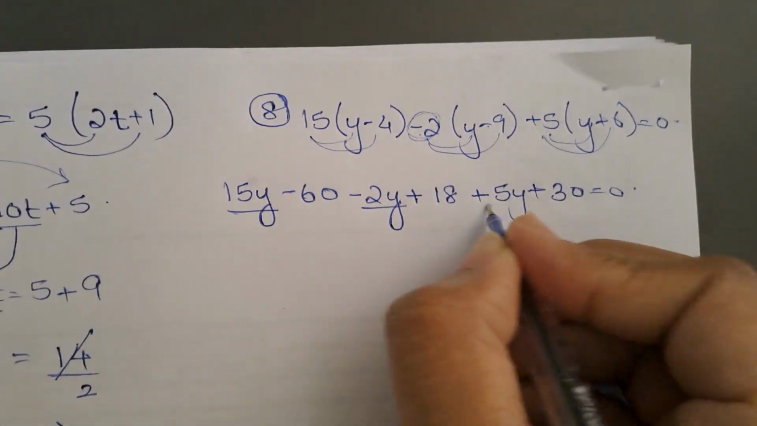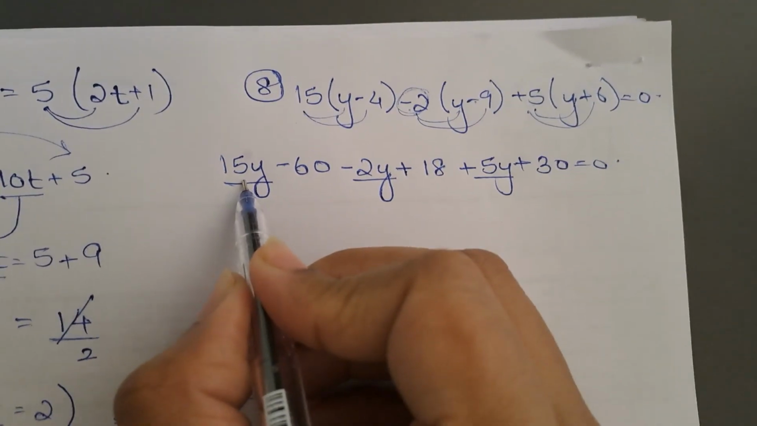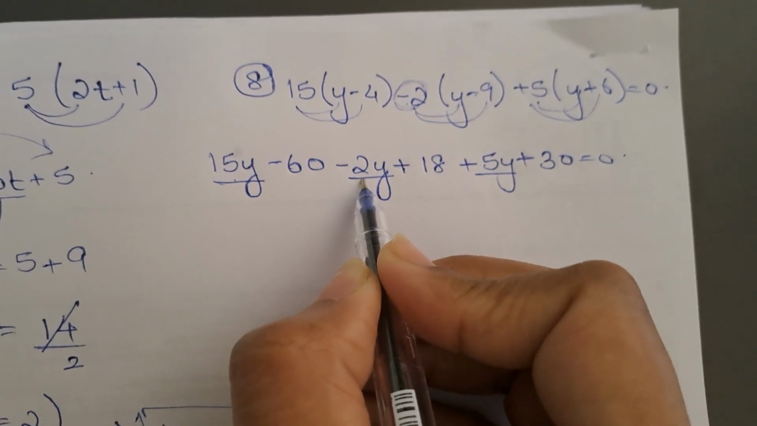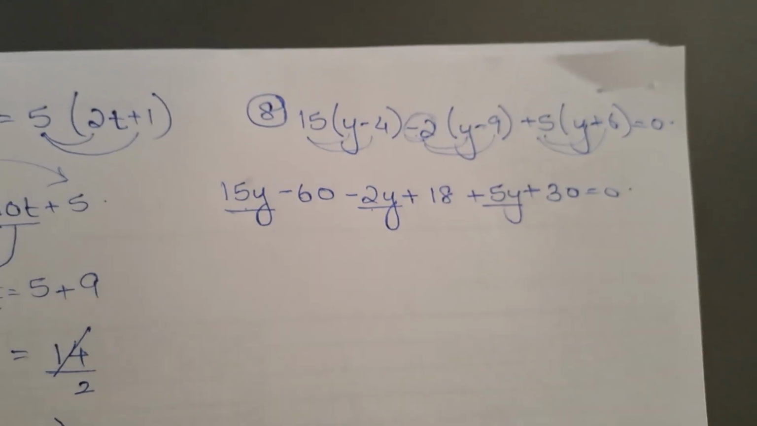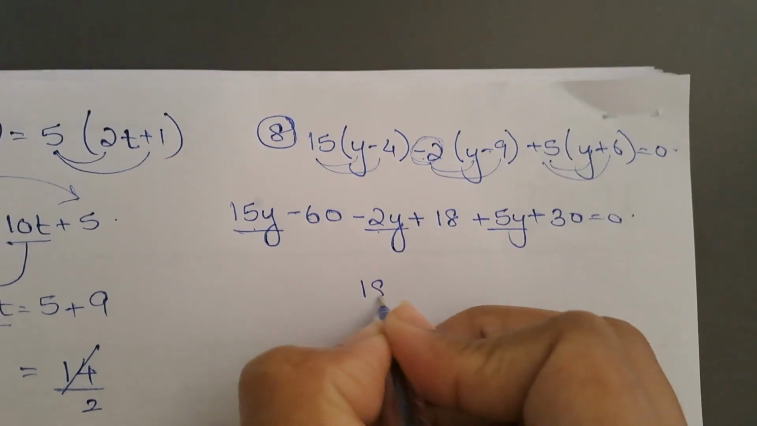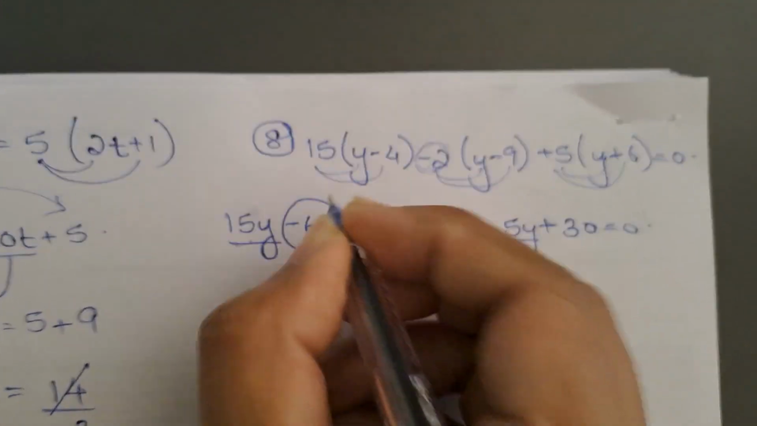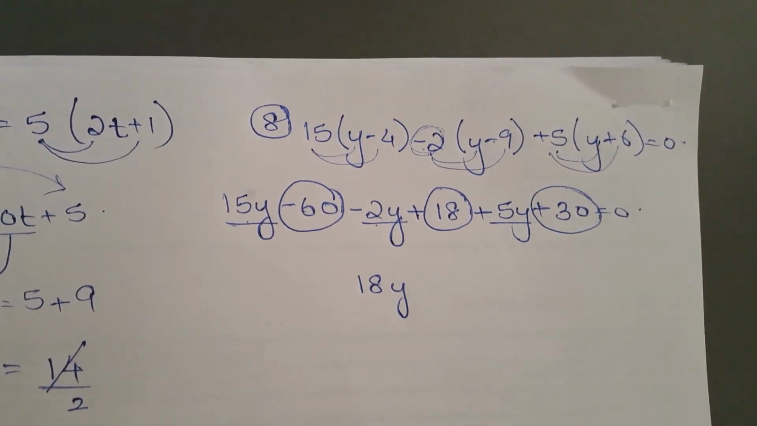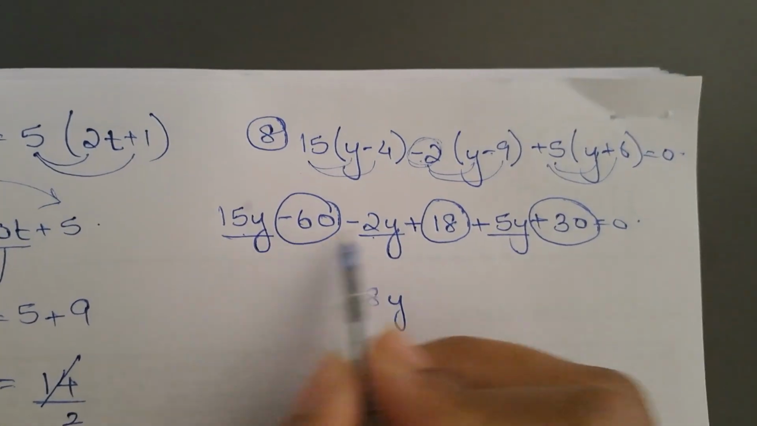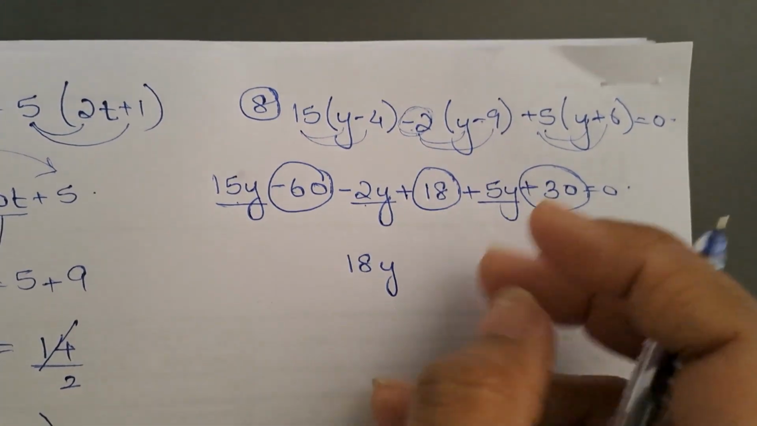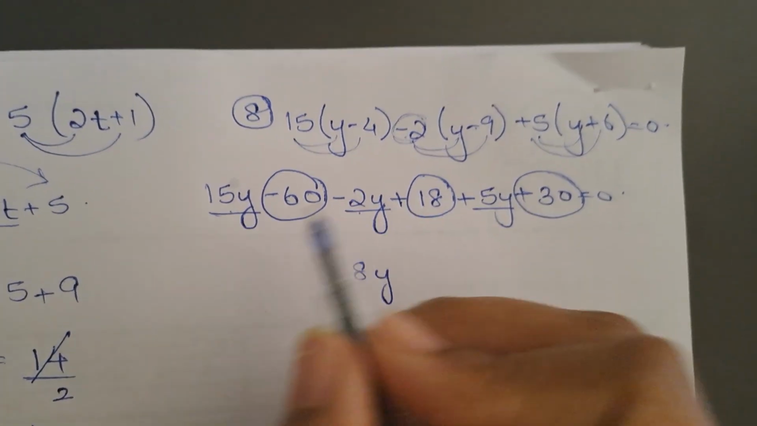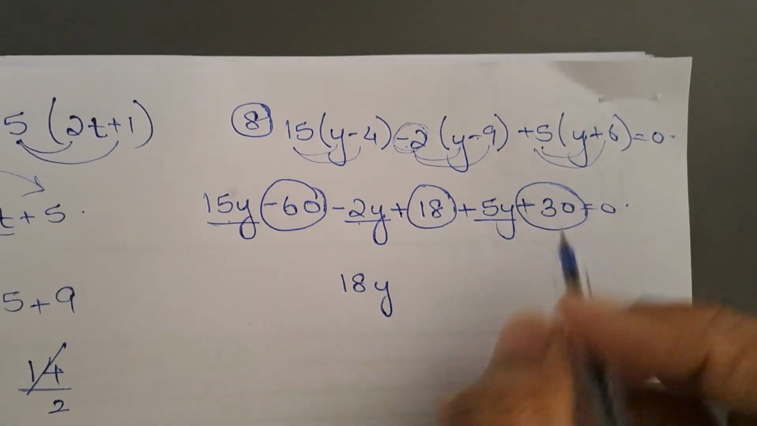Add all the y terms together. 15y minus 2y will become 13y, isn't it? 13y plus 5y will become 18y. Then you are left with your constant terms. Again, this differentiation between like and unlike terms was taught to me in my school, and I still follow it.